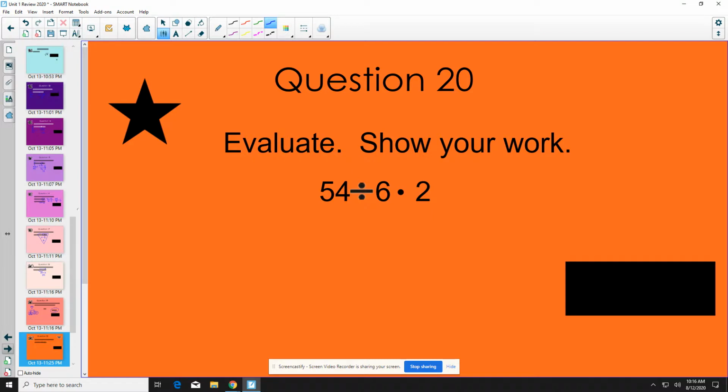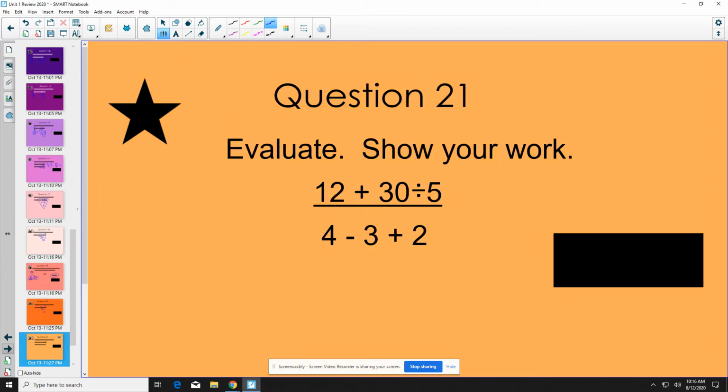Okay, now that you've finished, let's check your work. You have multiplication and division, so you go left to right. So 54 divided by 6 is 9. Then I have 9 times 2. You should have had 18. 9 times 2 is 18.